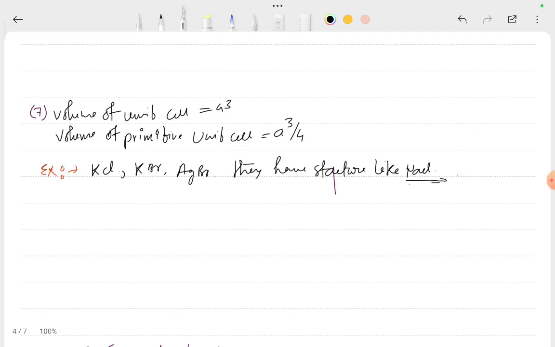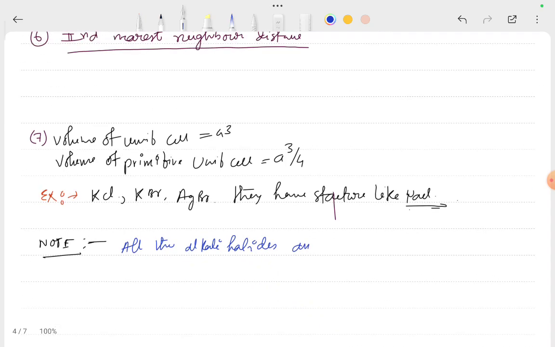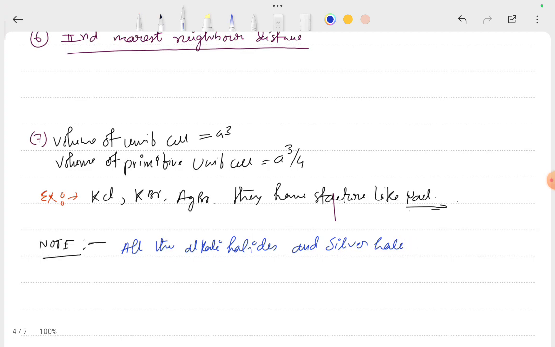Then please take a note. This is very, very important for your competitive exam purpose. So note it: all the alkali halides and silver halides have NaCl structures.